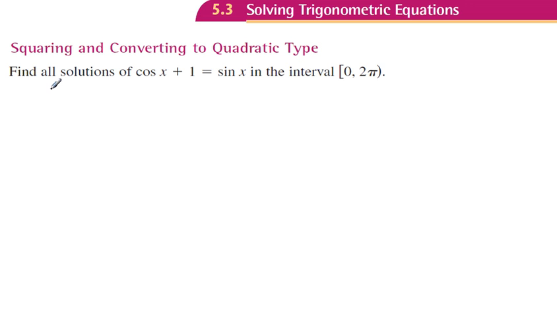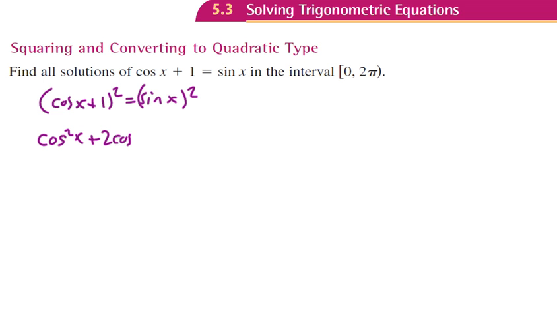So I'm going to write this as cosine of x plus 1 squared equals sine of x squared. All I did is take both sides and square them. If I square cosine of x plus 1, that means cosine of x plus 1 times cosine of x plus 1. And that gives you cosine squared of x plus 2 cosine of x plus 1.